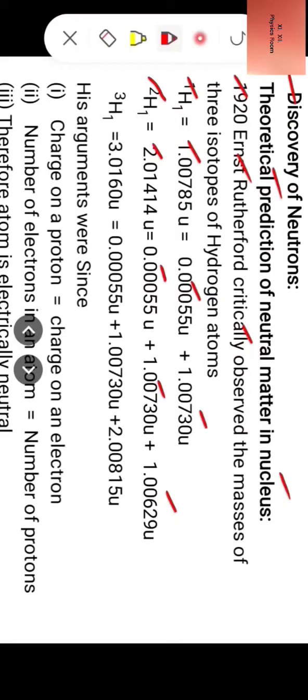Now consider third isotope 3H1 with mass 3.0160 units. It can be split up into the mass of an electron as 0.00055 units plus mass of one proton 1.00730 units plus 2.00815 units as additional matter.